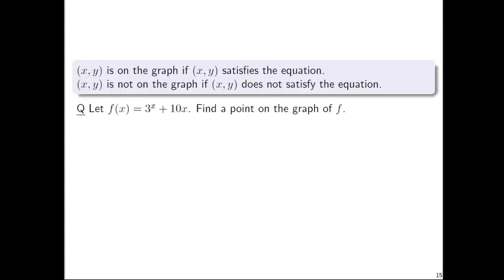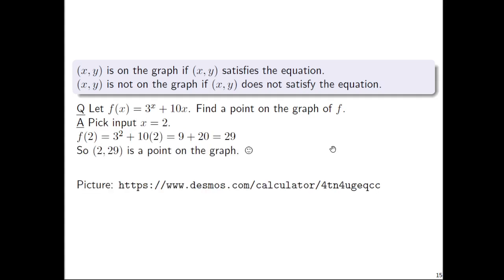Okay, so let's take this connection up here and now answer this question. Here's a function, f of x equals 3 to the x plus 10 times x. I'd like to find a point on the graph of this function. Just any point, meaning we need to pick either x or y, and it's going to be much more convenient to pick x. So I just picked x to be 2 because 2 is a relatively small number. And we'll find f of 2, so it's 3 to the 2 plus 10 times 2 ends up being 29. So this means that the point 2 comma 29 is a point on the graph. Let's click on the link to see a picture.